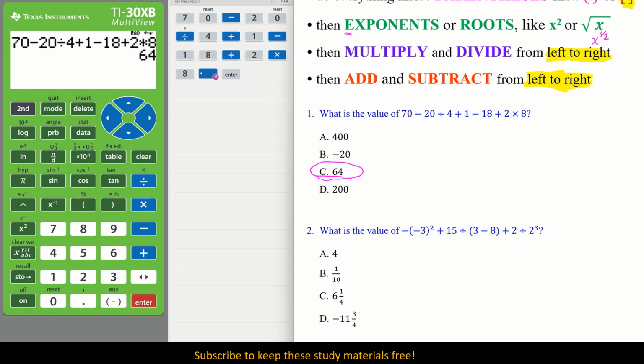Okay, let's look at number 2. What is the value of this expression? Well, let's go ahead and just put it in our calculator. Now, note, I am putting it in the calculator precisely the way it's typed.